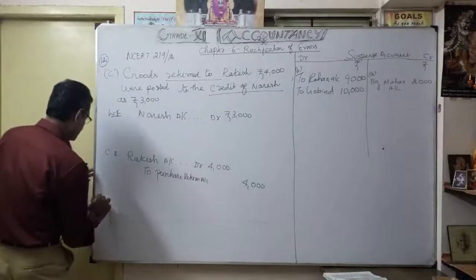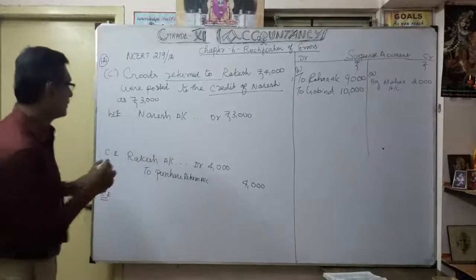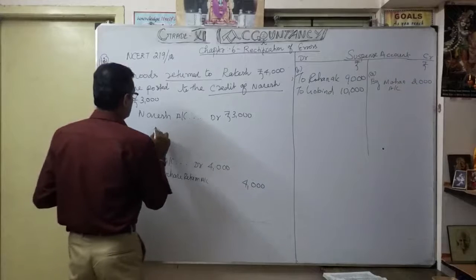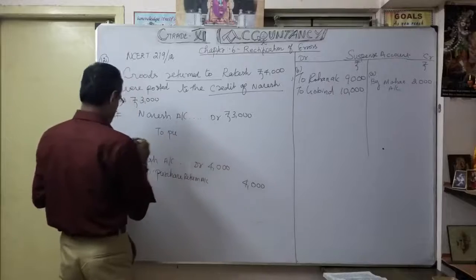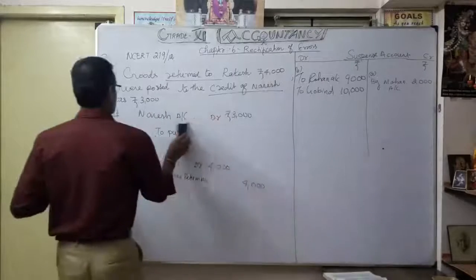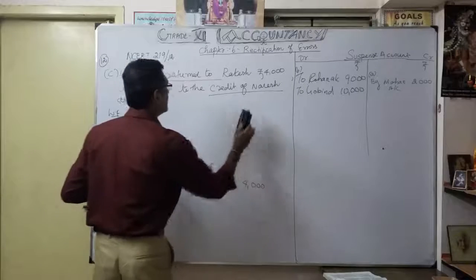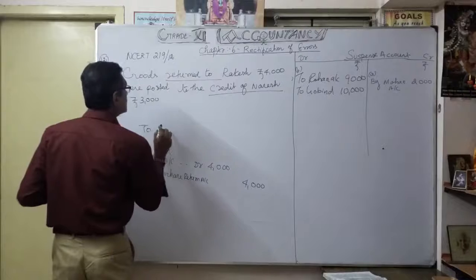So how to rectify now? Now see the rectification entry. Sorry, they were wrong. They gave credit. It's wrong. So what is the wrong entry? They gave credit of Naresh. So here, to Naresh.